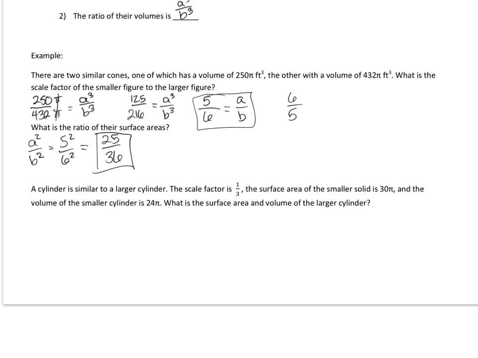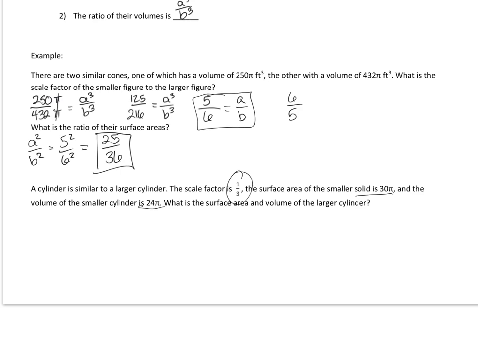Another example. A cylinder is similar to a larger cylinder. The scale factor is 1/3. Okay, that's my a over b. The surface area of the smaller solid is 30 pi, and the volume of the smaller cylinder is 24 pi. What is the surface area and the volume of the larger cylinder? So this is actually 2 questions, which I'm going to treat separately, and then we can come back and draw our conclusions at the end.